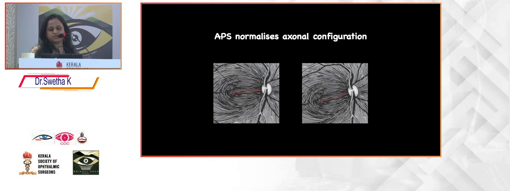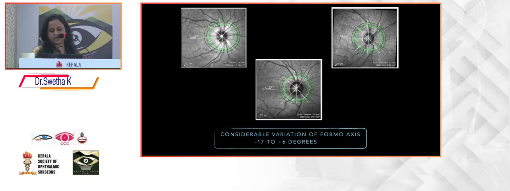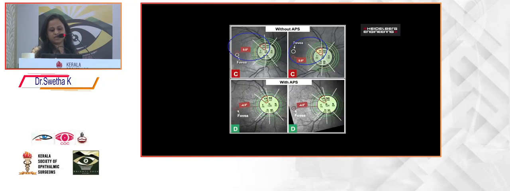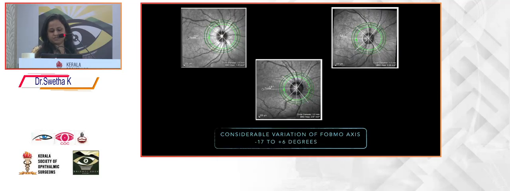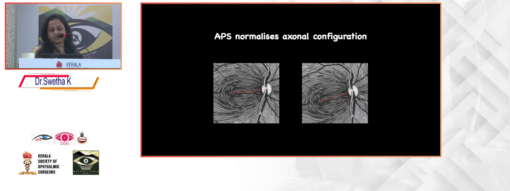Because we know the eyes are all different. The optic disc and the fovea are not always in the horizontal plane. We can have patients who have the fovea a little downwards and also up. There can be a wide range from -17 to +6 degrees. So only when we plot this fovea and the optic disc, we get the exact orientation of the temporo-superior fibers and the temporo-inferior fibers. For example, without APS, if that orientation is not seen, what we measure as temporosuperior can be temporonasal if the fovea is aligned a little lower.